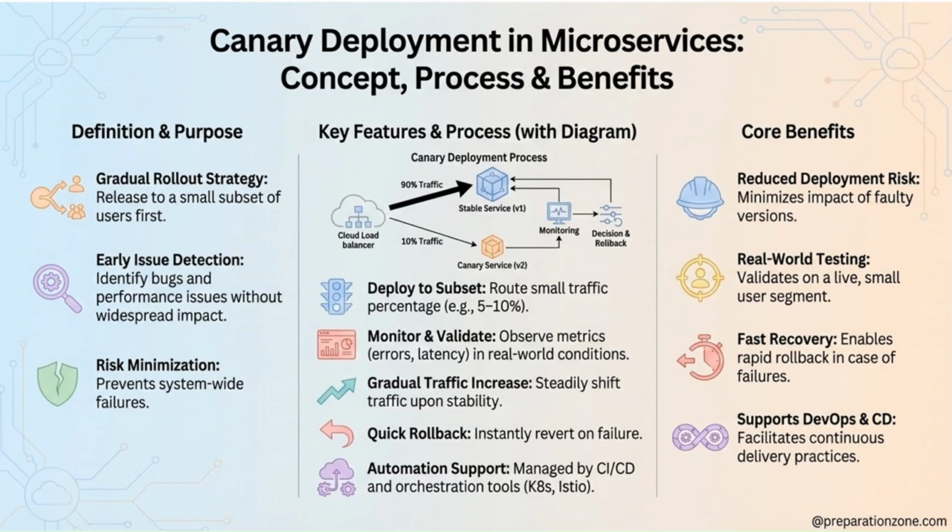Then slowly traffic increases. If everything looks good, we expand the audience, maybe 10%, then 25%, then 50%, and all the way to 100%. Each step builds confidence. Then roll back instantly if needed. And the beauty is, if something goes wrong at any point, we instantly revert back to the old version. Users won't even notice it.